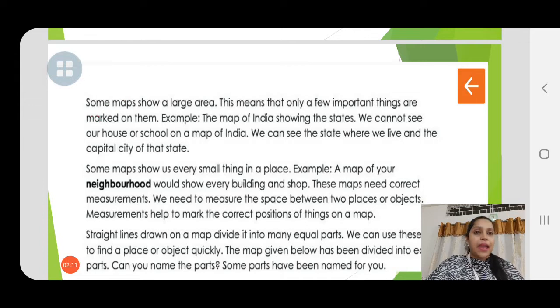So, children, take the maps which show a large area, for example, the map of India. Now, if a map of India is shown, we cannot find our school or our house there because it's a very big map, and we know India itself is a very big country. So when the map of India is shown, only the states along with the capitals are shown. Every detail is not shown in maps of large areas. Their detailed information is not given.